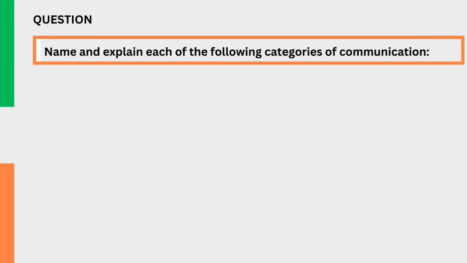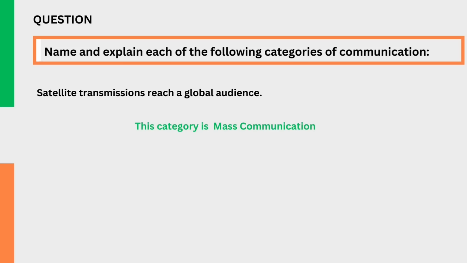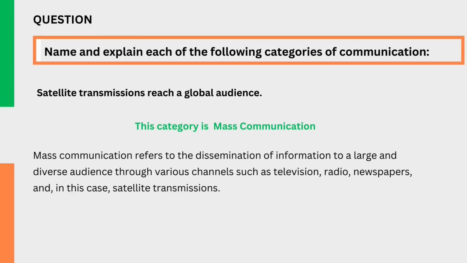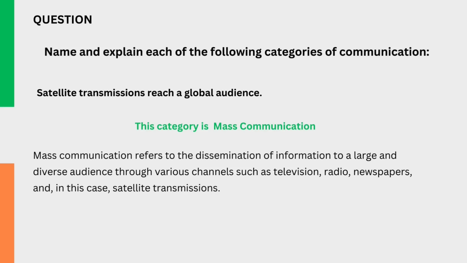Question. Name and explain each of the following categories of communication. 1. Satellite transmissions reach a global audience. This category is mass communication. Mass communication refers to the dissemination of information to a large and diverse audience through various channels such as television, radio, newspapers, and in this case, satellite transmissions.